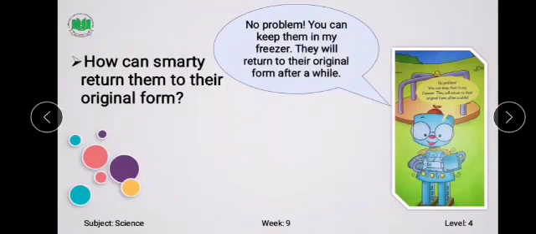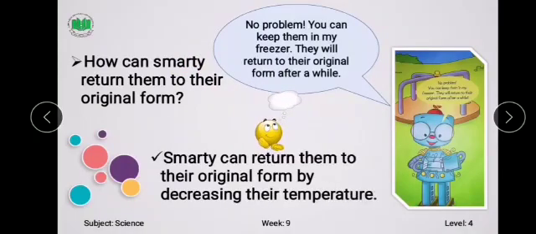Now look at this picture. Who is this? Yes, this is Smarty. And what is he saying? He's saying, "No problem. You can keep them in my freezer. They will return to their original form after a while." Now, how can Smarty return them to their original form? Yes, Smarty can return them to their original form by decreasing their temperature.